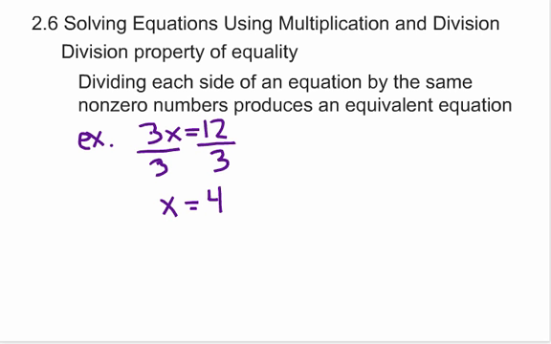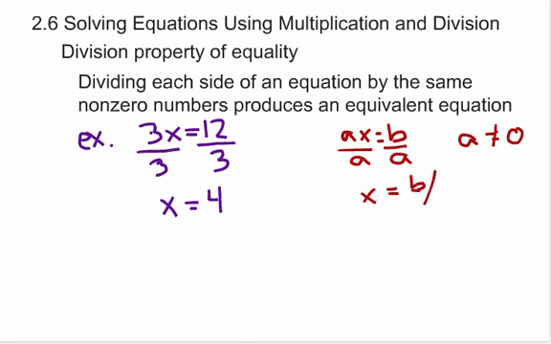Again, if you want to write this out using some algebra, we could say that ax equals b. Divide both sides by a, as long as a does not equal 0, and we'll get x equals b divided by a.